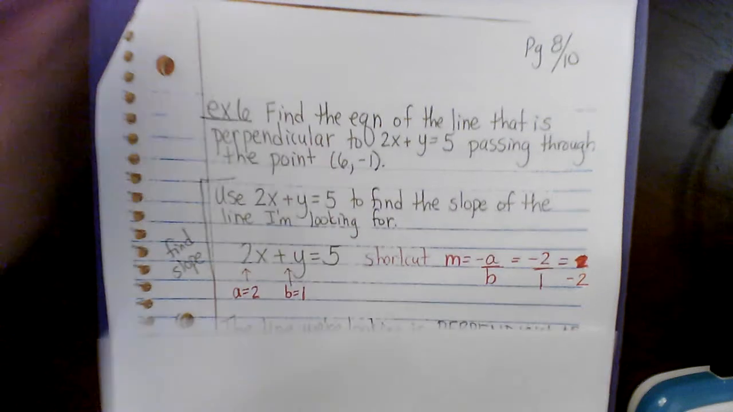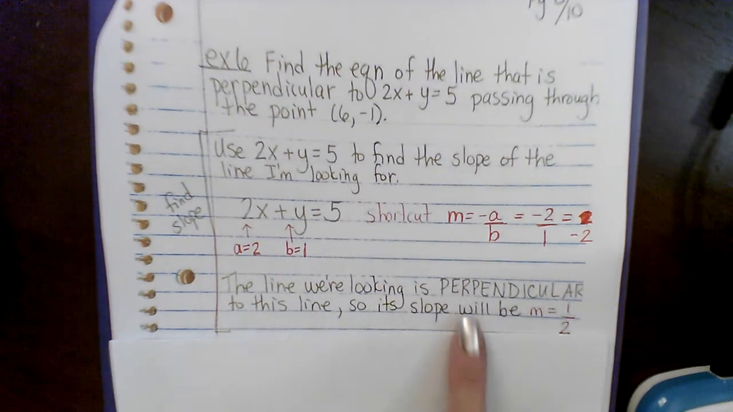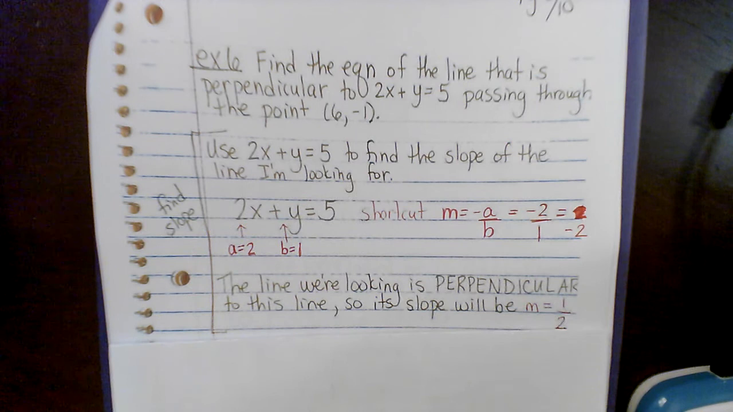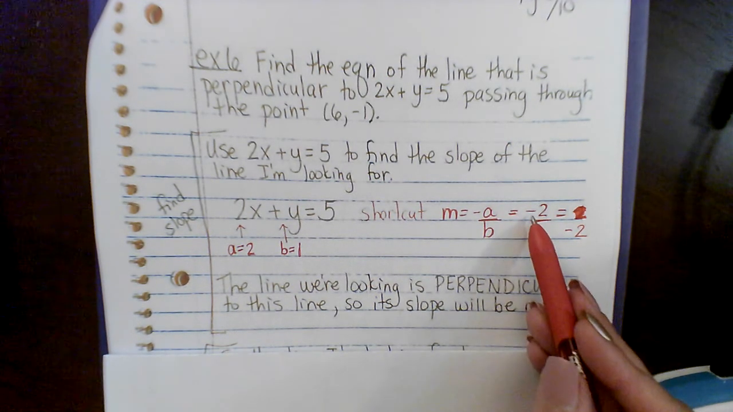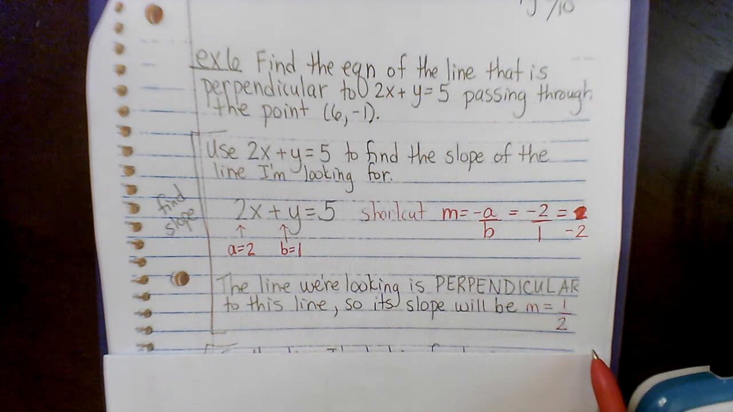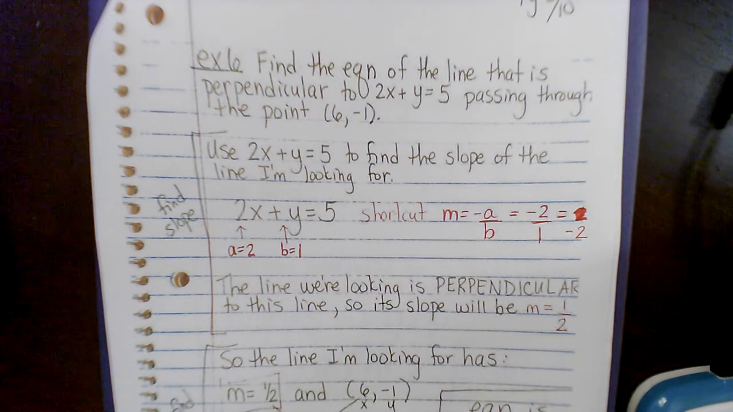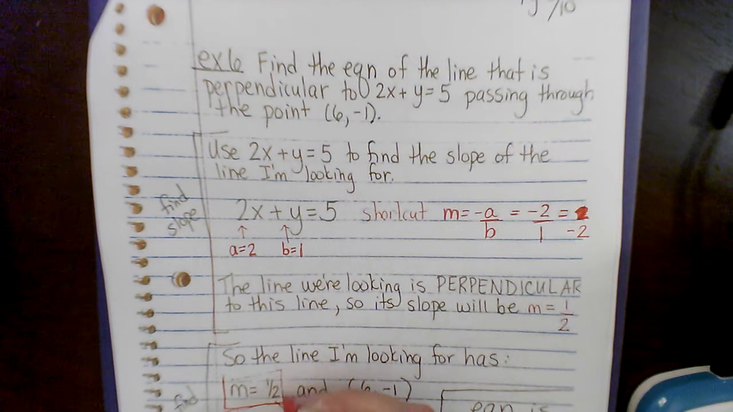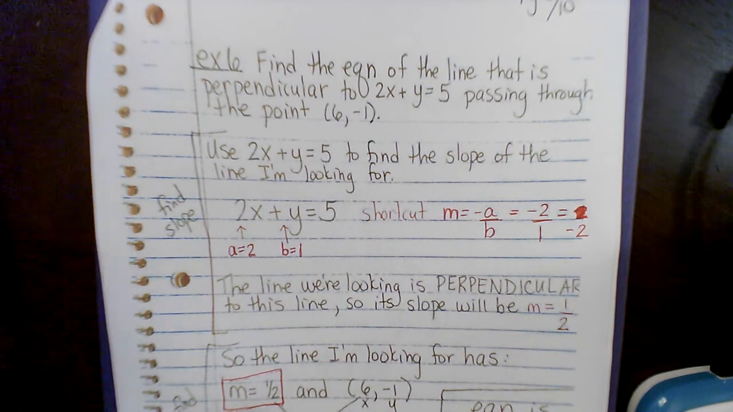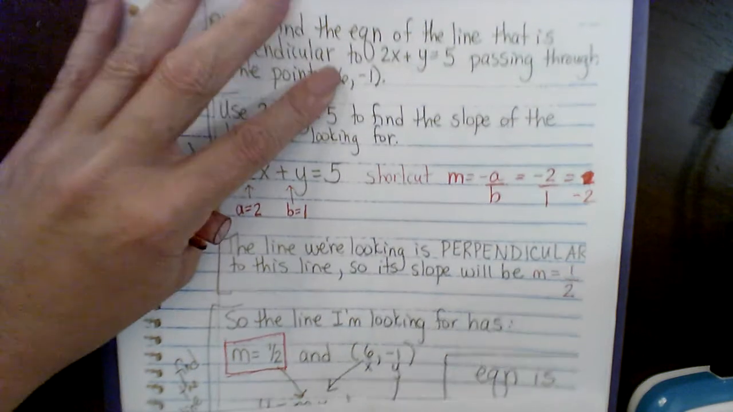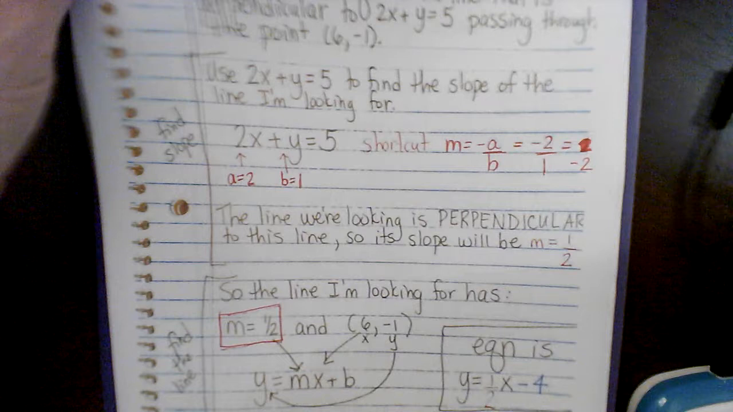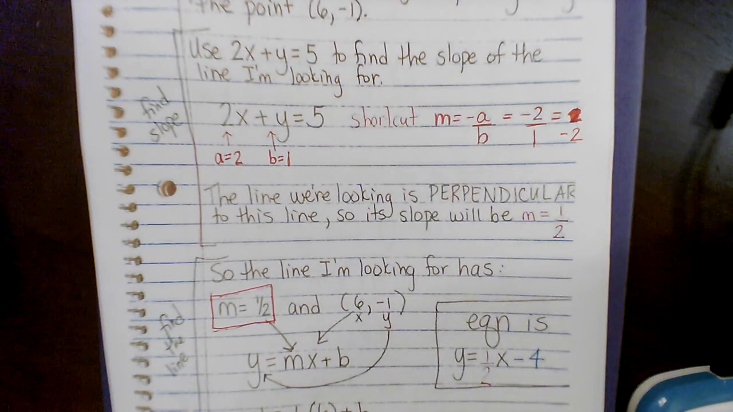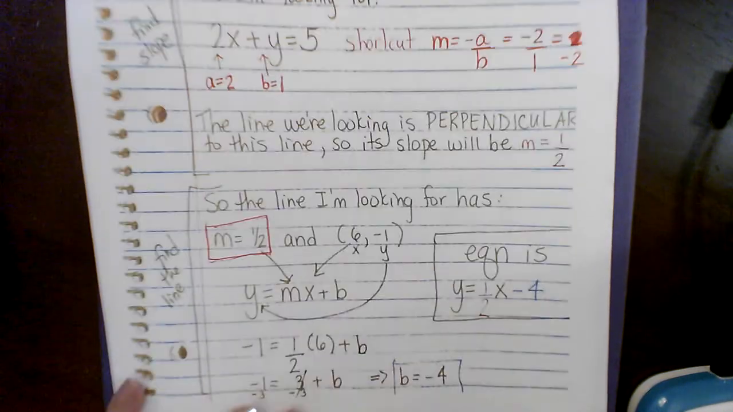Okay, much better. So the line we're looking for is perpendicular to this line, so its slope will be the opposite reciprocal. Remember, -2/1, the opposite is going to be a positive, the reciprocal is 1/2. So the line I'm looking for has this slope of positive 1/2 and passes through that 6, -1. Now we're in familiar territory. The y equals mx plus b, where we just start plugging stuff in. So I'm going to plug in the slope, the x and the y from the point.